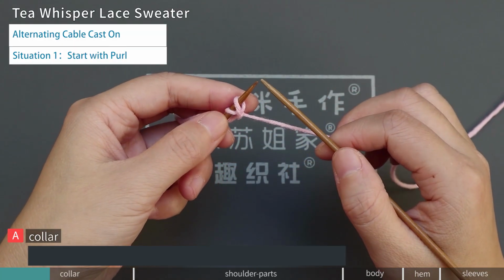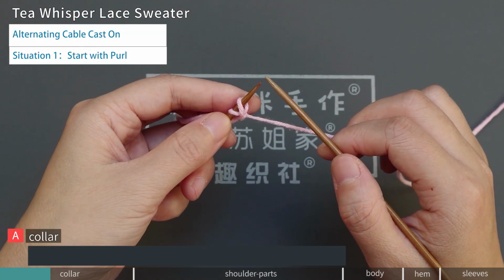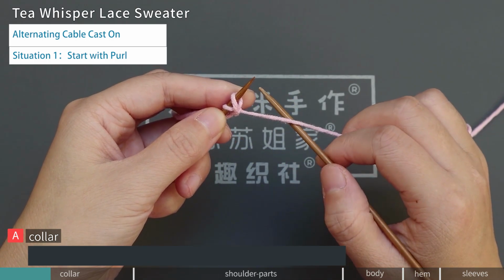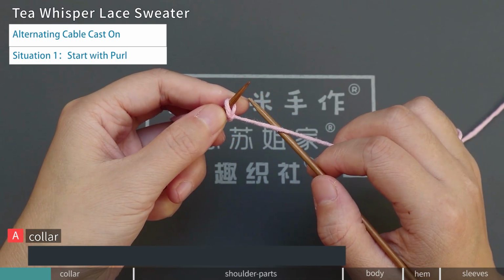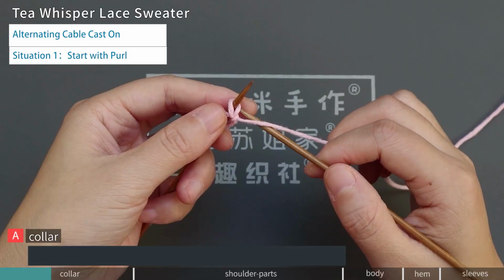Continue with casting on purl stitches. Place the right needle below the yarn. Pass from back to front through the space between these two loops.